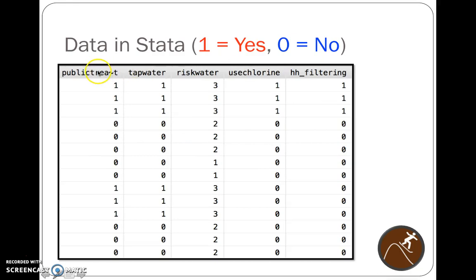We also have data on whether or not they had publicly treated water or not, where 1 is yes, tap water is yes, no publicly treated water is 0, so these people are all no publicly treated water. These people have publicly treated water. These people do not. And we had data on 800 plus individuals like that.